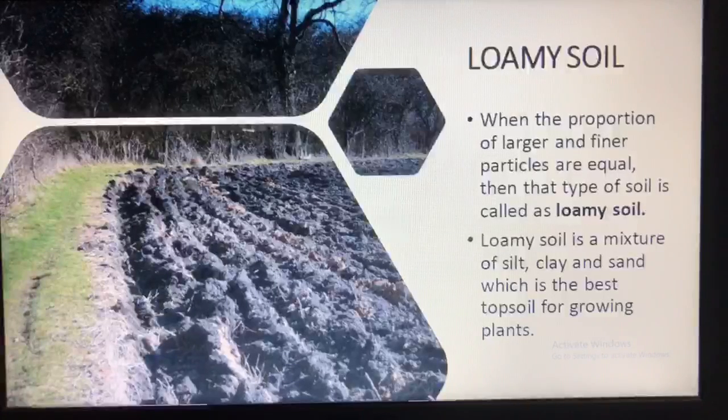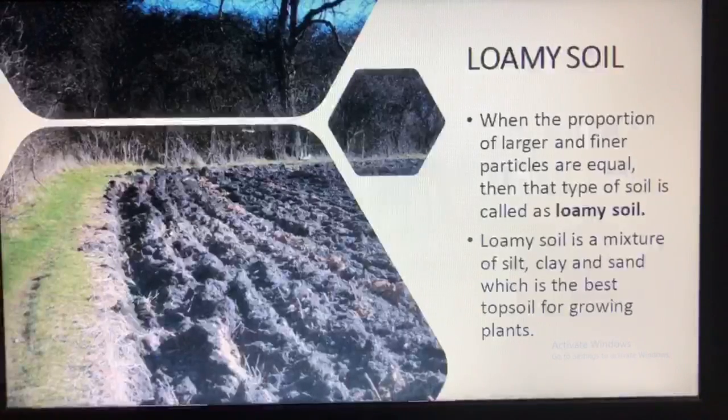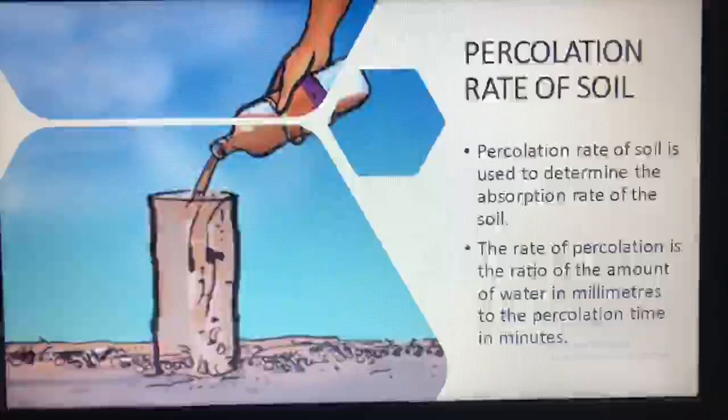The loamy soil has humus in it. It has the right water holding capacity for the growth of plants. So it can hold the water, and that is why plants are grown using this loamy soil. When the proportion of large and finer particles are equal, that type of soil is called loamy soil. The loamy soil is a mixture of silt, clay and sand, which is the best topsoil for growing plants. Where does this silt occur? It occurs as a deposit in the river beds, and it is good for growing plants.